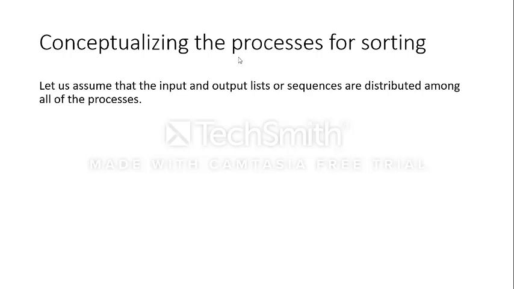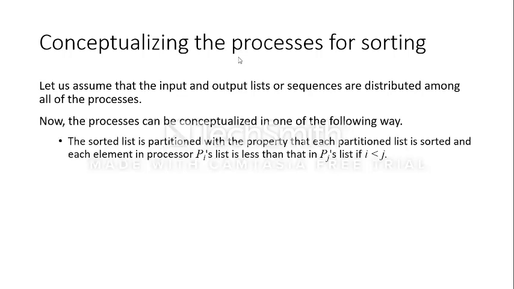For sorting, in order to understand that, let us assume that the input and the output lists are distributed among all of the processes. We have to consider that all of the elements are distributed. Now, how to perform the sorting?